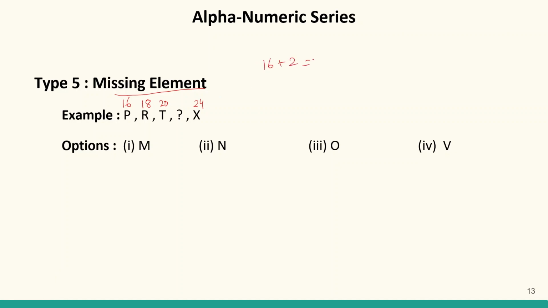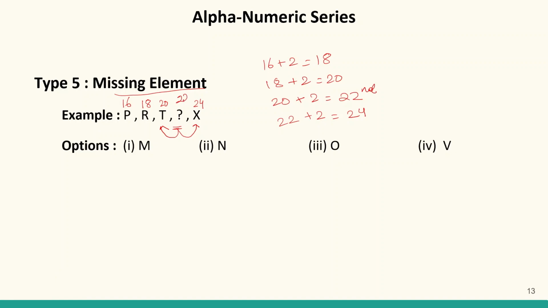16 plus 2 ranks will give you the 18th rank. 18 plus 2 rank will give you the 20th rank. So similarly, 20 plus 2 rank will give you the 22nd rank. And 22nd rank plus 2 rank will give you the 24th rank. It follows the logic with both the numbers, right?